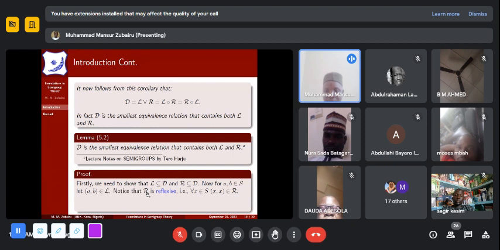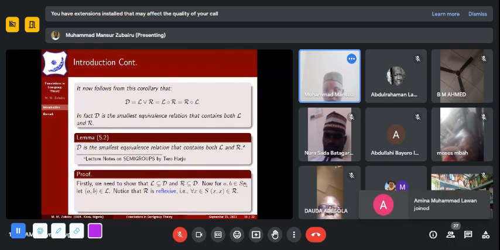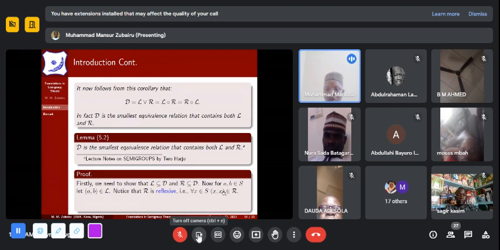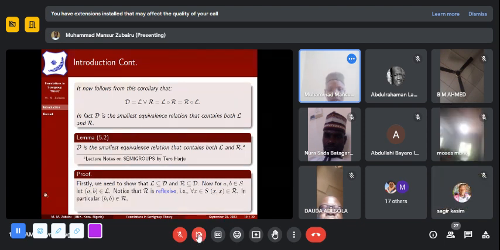So in particular, A comma B, we pick the two elements from S. So automatically we have picked B from where? From S. And if this condition holds for all x in S, then in particular, B comma B will also be in R.